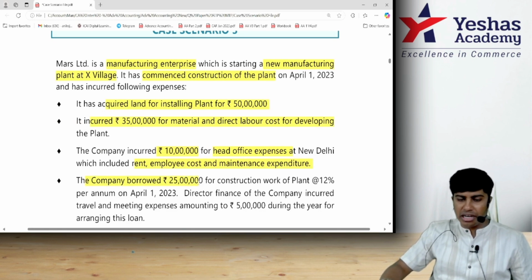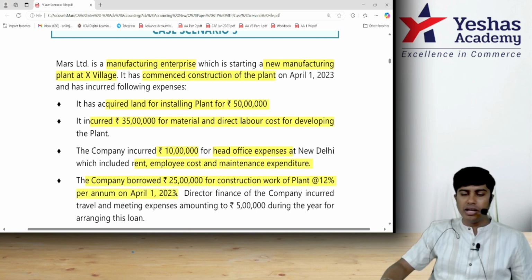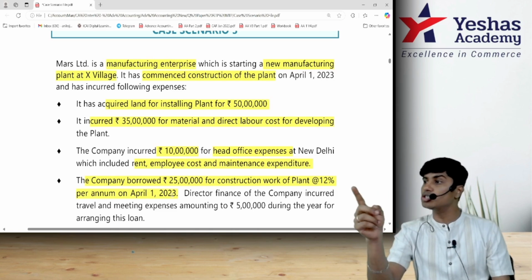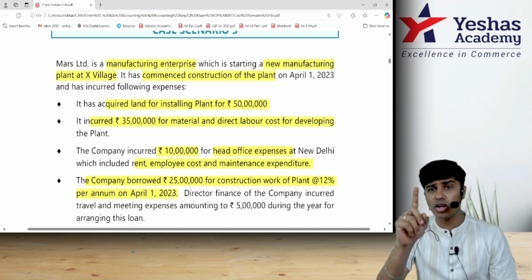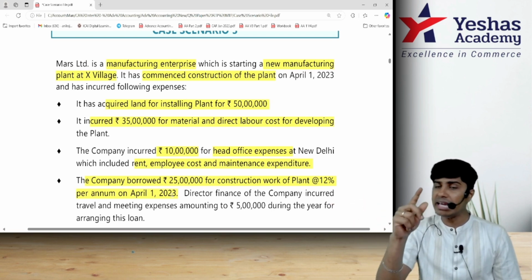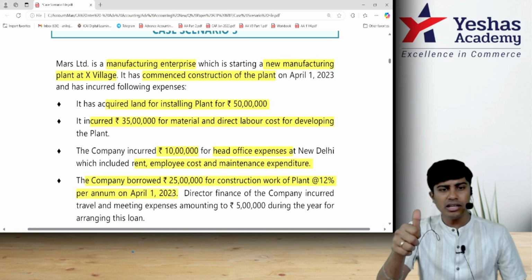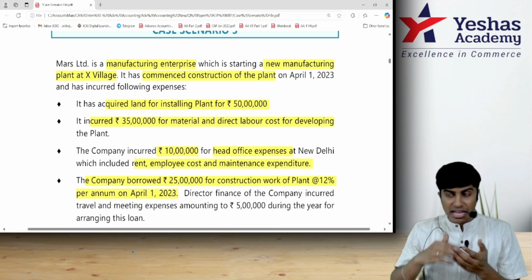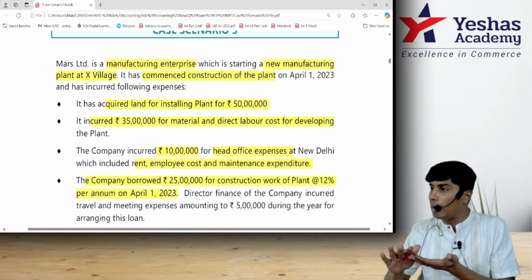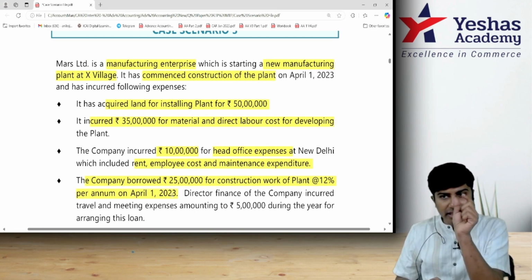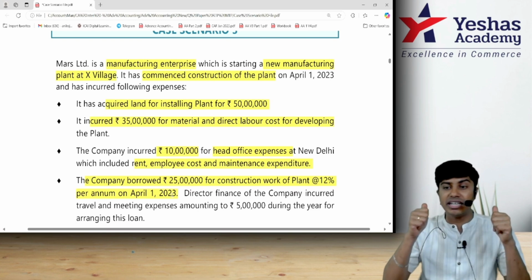Company borrowed rupees 25 lakh for construction of the plant at 12% per annum on 1st of April. So they borrowed money. That borrowing cannot be added to the cost of the asset. However, interest on the borrowing can be included in the cost of the asset subject to fulfillment of conditions as per Accounting Standard 16. AS 16 says you can include if the asset is a qualifying asset, that is, it takes a substantial period of time for its setup. However, if the asset is ready for its intended use, you cannot capitalize interest. And if the active development of the asset is not happening during that period, again you cannot capitalize. We learn this in Accounting Standard 16.